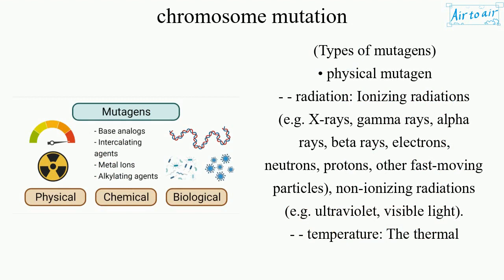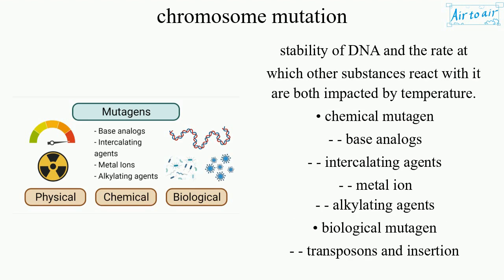Types of mutagens. Physical mutagen: radiation. Ionizing radiations, e.g. X-rays, gamma rays, alpha rays, beta rays, electrons, neutrons, protons, other fast-moving particles. Non-ionizing radiations, e.g. ultraviolet, visible light. Temperature: the thermal stability of DNA and the rate at which other substances react with it are both impacted by temperature.